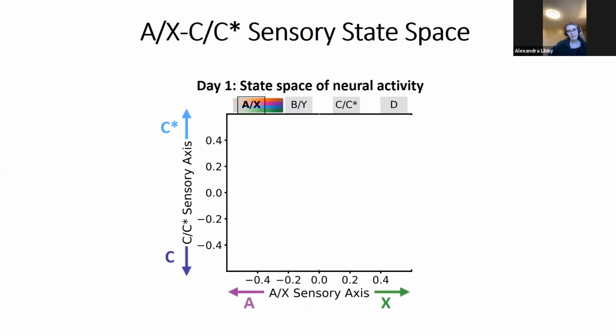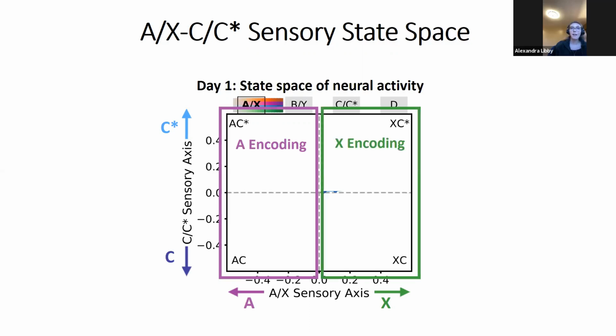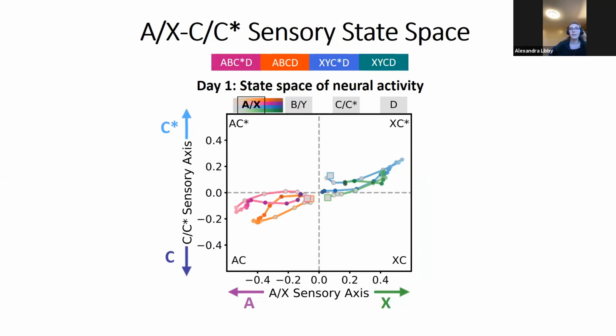And we're going to start basically at the beginning, looking at all the activity from day 1 at the very beginning of the sequence when A or X is played. So just to remind you, A should be encoded on the left and X should be encoded on the right. So an example condition, here's an example X condition. You see that X is correctly encoded on the right. And likewise, A is correctly encoded on the left. And the same is true for our other conditions because, like I said, it's the beginning of the sequence, so the animal hasn't heard C or C prime.